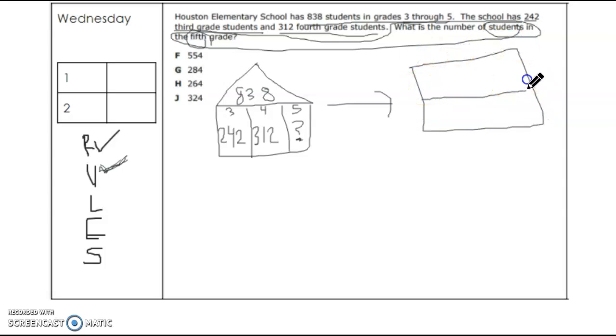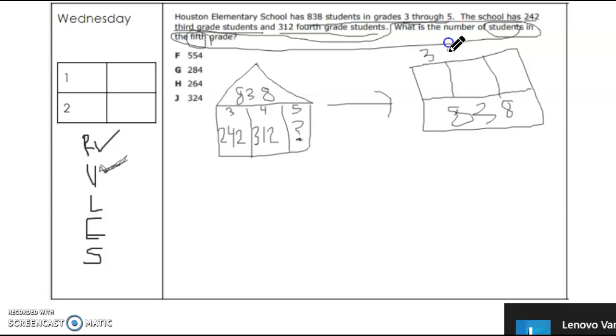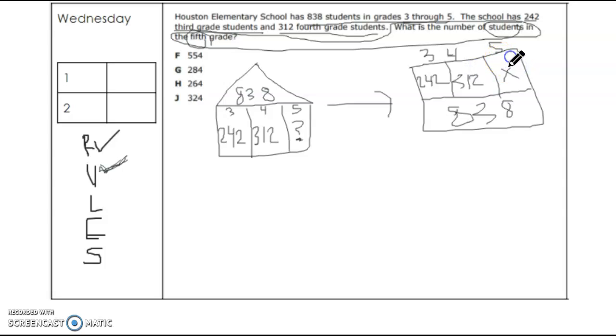So remember, when we make our strip diagram, the first question we ask ourselves is, do we have a total? Yeah, we have a total. It's 838, the total number of students. So now we have to think about groups. How many groups do we have? Well, in this situation, we have 3 groups, third grade, fourth grade, and fifth grade. So in the third grade, we have 242 students. In the fourth grade, we have 312 students. And in the fifth grade, we don't know, so we could put an X right there.